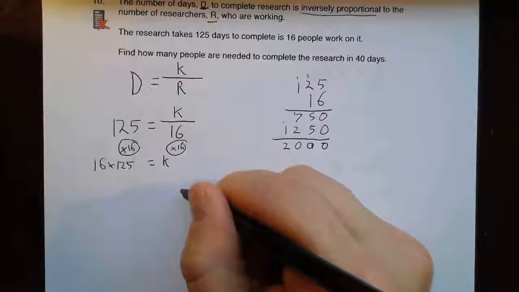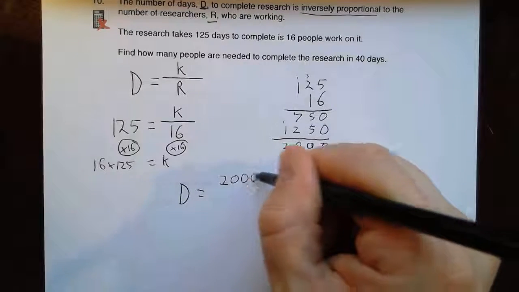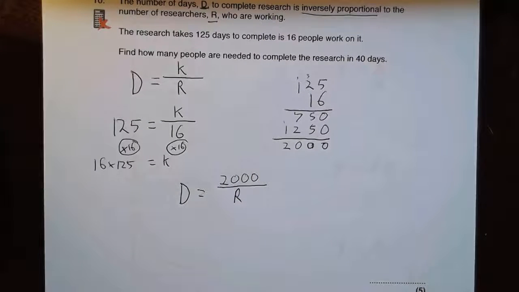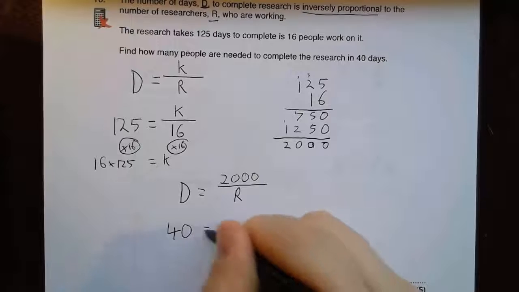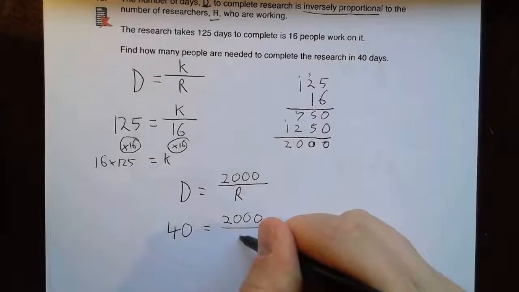So I'm going to rewrite out my formula. D equals 2000 over R. And now it's asking how many people are needed to complete the research in 40 days. So I'm going to reset this out: 40 equals 2000 divided by R.